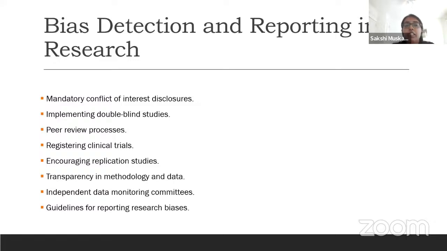Fourth, register the clinical trials. Fifth, encourage replication studies to help get the same results on a consistent basis, and that will help increase the power of our study as well. Seventh, transparency in the methodology and data. Eighth, an independent data monitoring committee should be established, like the one we have, the Institutional Review Board, IRB. And ninth, guidelines for reporting these research biases.